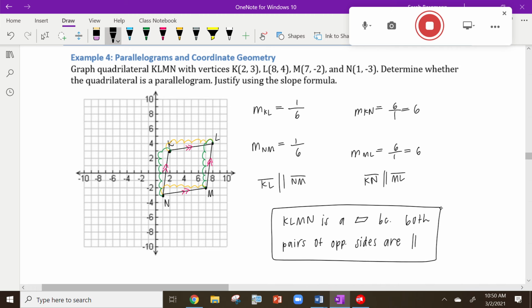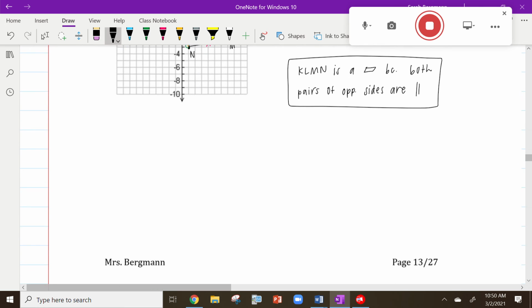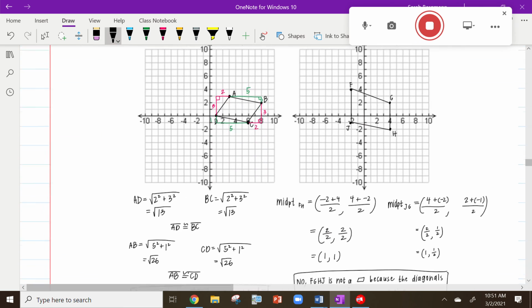Okay, I want you to pause the video and try the 2 practice problems shown on the next page. Here are the correct answers.